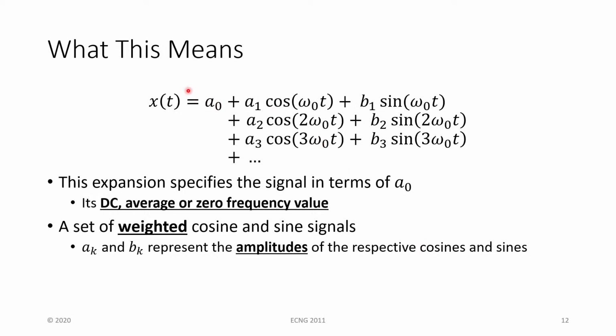So the a naught coefficient is what we refer to as our DC average or zero frequency value. And this is going to play a very important part in this lecture as well as tomorrow's lecture, as to why the DC average or zero frequency value is required and is independent of the a1, a2, a3, and b1, b2, b3 values accordingly. And because we say it's from a1 to ak and b1 to bk, ak and bk are basically the amplitudes of the respective cosines and sines, and they're weighted amplitudes for each one of those multiples of frequencies.